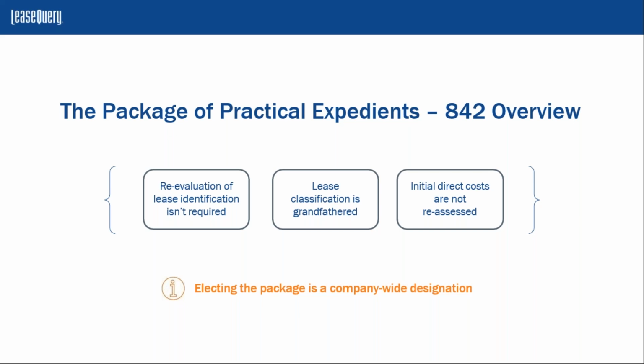The first on the left is reevaluation of lease identification. Of course, the definition of a lease under the ASC 840 guidelines is a little bit different from the definition under ASC 842. Rather than go into the nitty-picky details of that definition, the purpose of the expedient is this: if you have appropriately designated whether an asset qualifies as a lease under 840, you do not have to reevaluate existing contracts when you reach the transition deadline as to whether they qualify under the 842 definition. So it makes the adoption process a little bit easier.